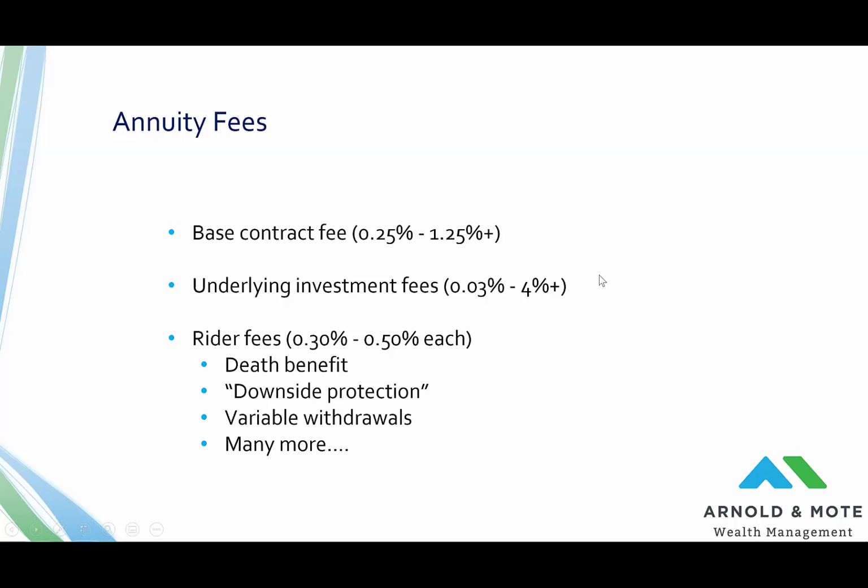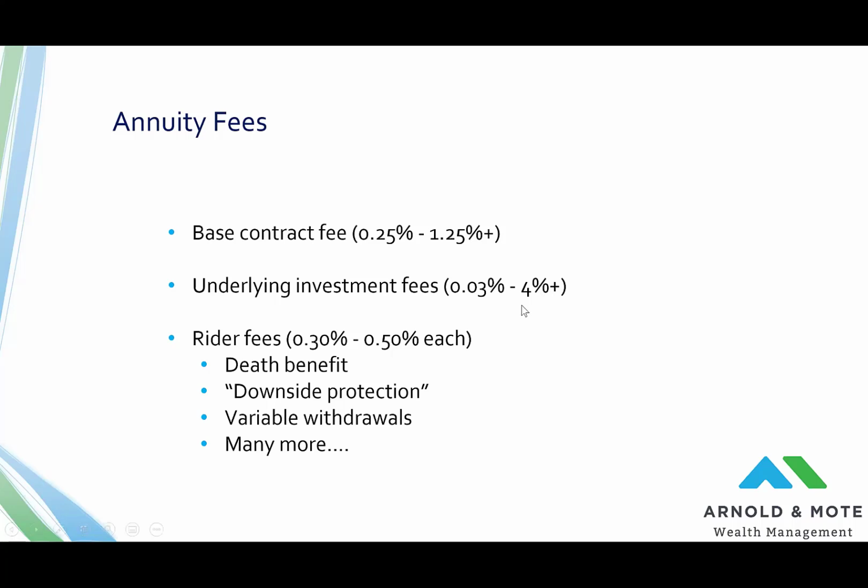And so, to give you an idea of what fees are out there for annuities, again, I mentioned there's that base contract fee. This is for any annuity. Know that that's going to be at least 0.25% and can very easily get well above 1%. So you're going to have that fee. In addition to that, you're going to have those underlying investment fees. Some can be very, very low. We know there's some Schwab annuities out there that have very low 0.03% expense ratios on their funds there.